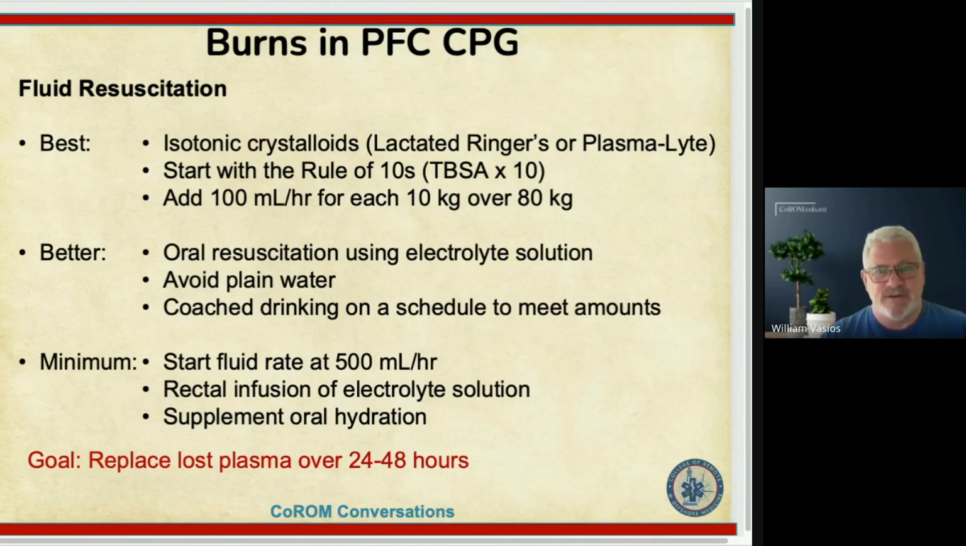There's tons of ways to give fluid resuscitation. There's so many different formula calculations out there that it is an art. There's a science behind it, but it is an art to manage this.